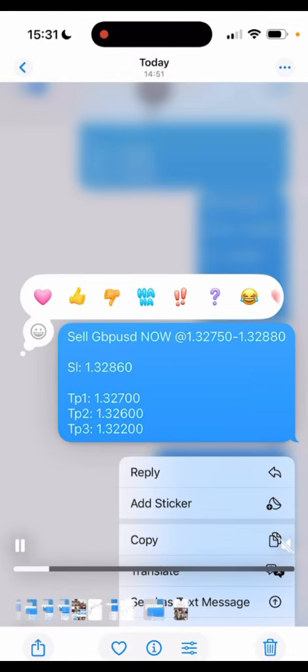Iterate that it means you can enter anywhere between the two prices. So whether you're entering between 1.32750 or 1.32880, or in between the prices, as long as it is within this range, you can take the trade. And then sometimes, different points give you different profit, right?